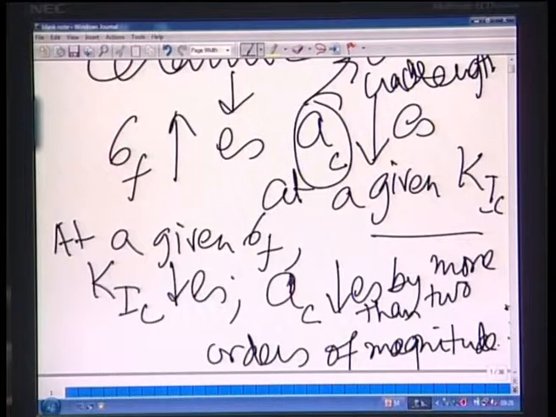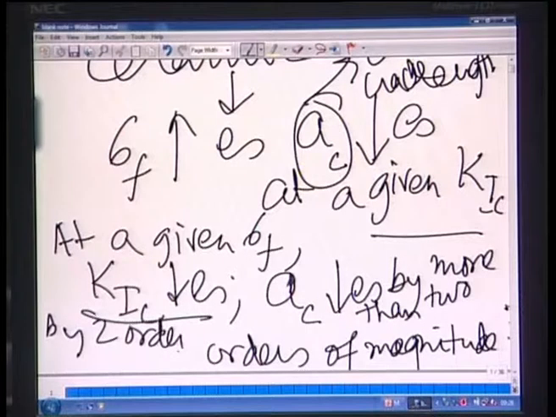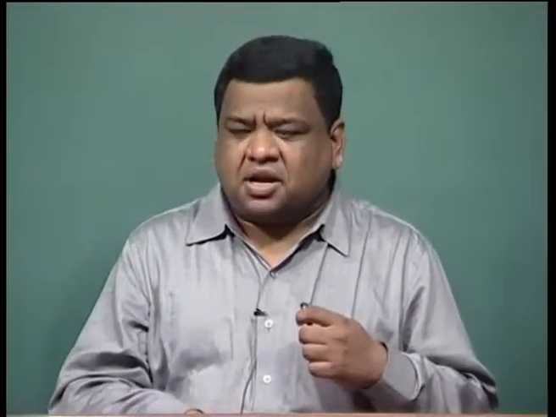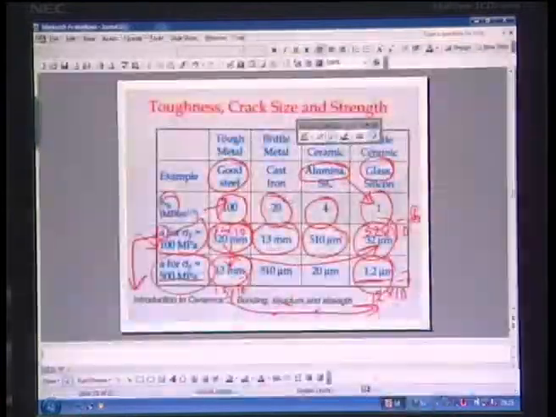So what it means is that if K1C decreases by 2 orders of magnitude, then AC will decrease by 4 orders of magnitude. Basically, whatever order of magnitude decrease in K1C, your critical crack length value will decrease by more than 2 times the same order of magnitude. So if K1C decreases by 3 orders of magnitude, then the AC value will decrease by 6 orders of magnitude. That is what we are trying to mention here.